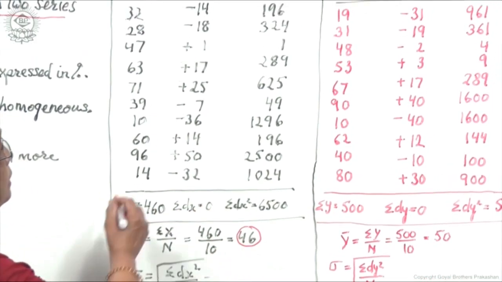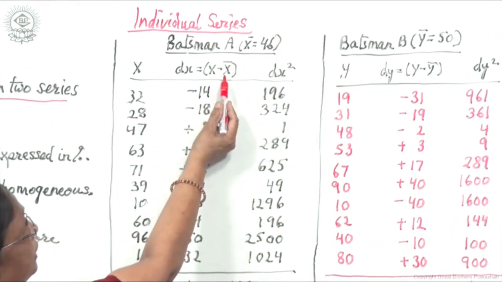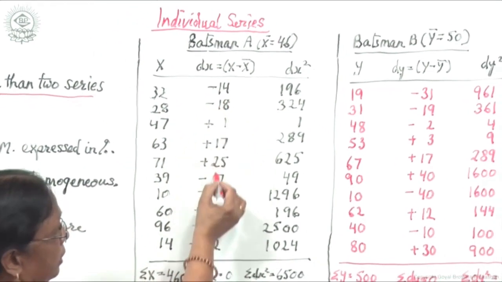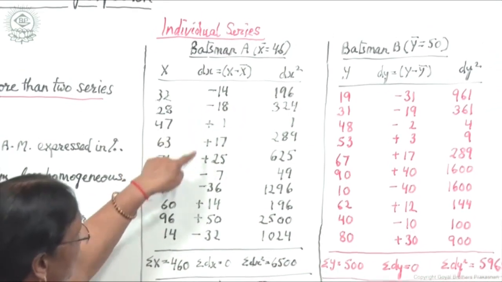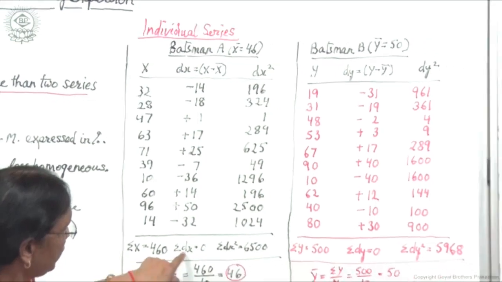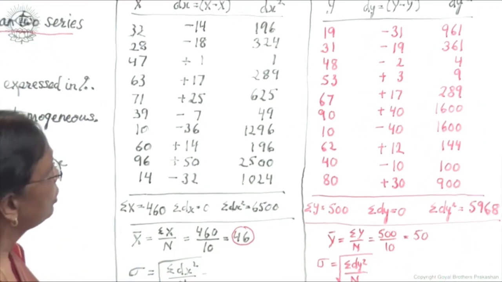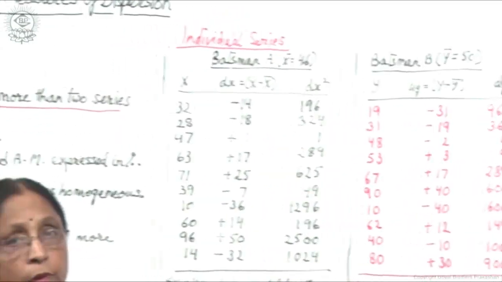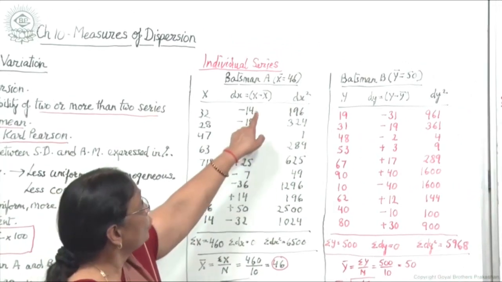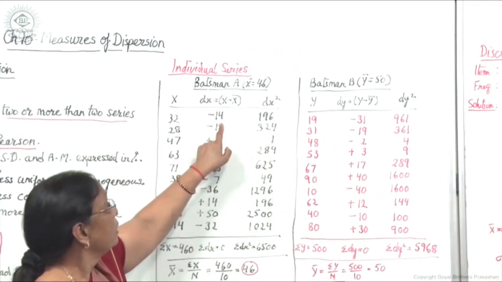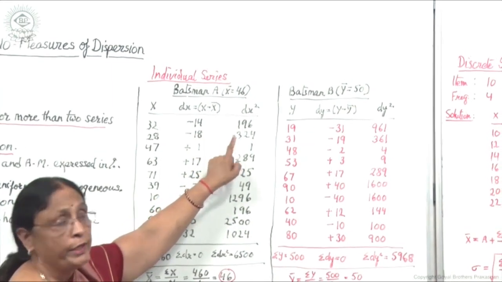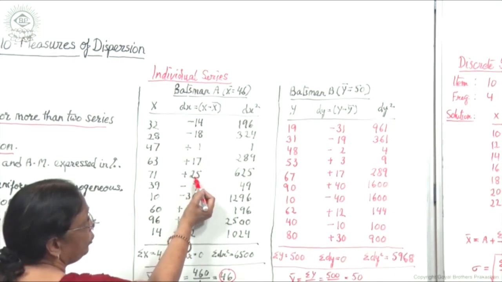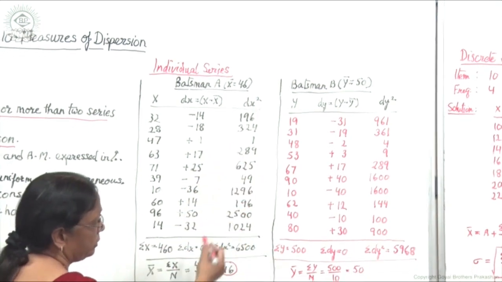So the mean you have got is 46, x bar is 46. dx, that is x minus x bar, is 14 minus, 32 minus 46, 28 minus 46, like this you will get these figures. Add up all minus and add up all plus, you will get sigma dx equal to 0. Now in the third column you will make the square of the dx column. How do you make the square? 14 into 14 is 196, 18 into 18 is 324. Like this you will multiply 25 into 25, 17 into 17, and you will get this data.